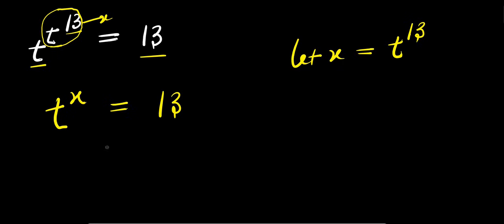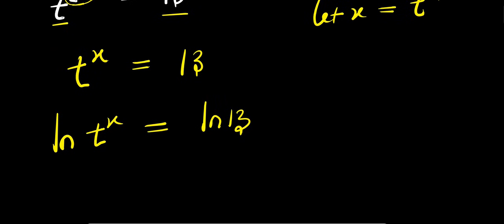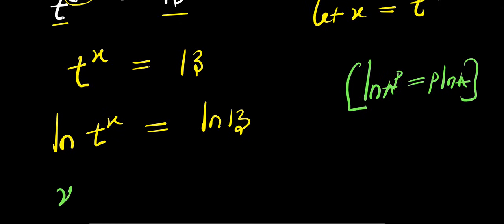Now, I can apply natural log. I have natural log of t power x equals natural log 13. And if you have natural log a power p equals p times natural log a, so this is x times natural log t equals natural log 13.